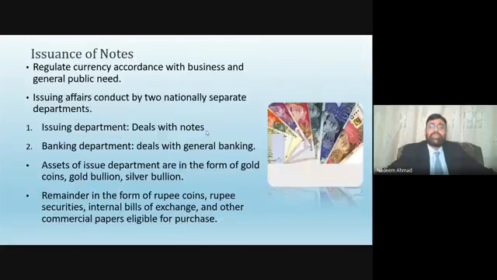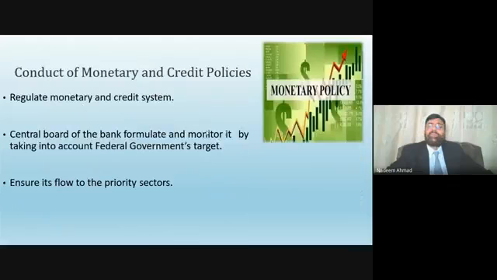Then the assets of the issue department are in the form of gold coin, gold bullion, and silver bullion. These are the things we hold. The remainder is in the form of rupee coins, rupee securities, internal bills of exchange, and other commercial papers eligible for purchase. Then conduct of monetary and credit policy: it regulates the monetary and credit system.